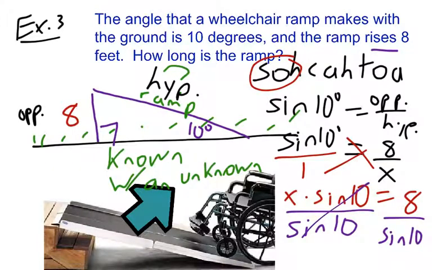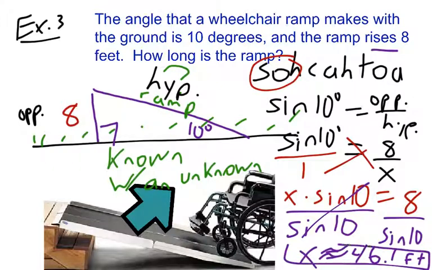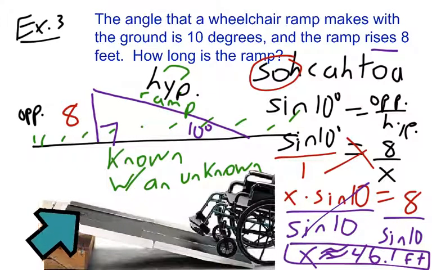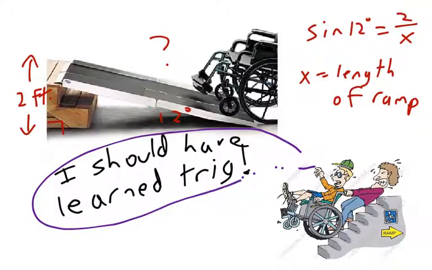All right, and now it's just in your calculator. You just get your calculator out and do 8 divided by sine of 10. Make sure your calculator's in degree mode. And I got about 46.1 feet. All right, and that's how we can apply trig ratios to find out real-world questions. All right. And somebody could have benefited from trig, that's for sure.